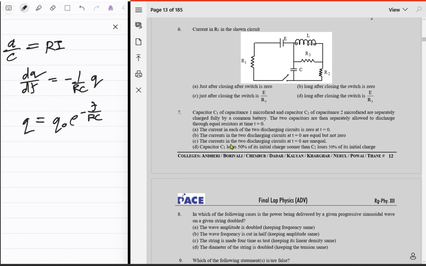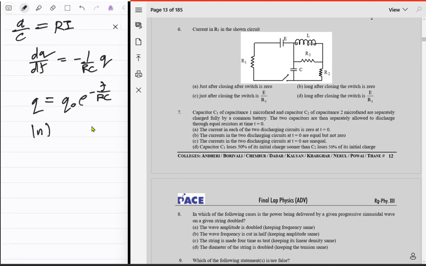No. Capacitor C1 loses 50% of its initial charge sooner than. Okay, so half life is not like RC, it's like natural log that is going to come. For that to be half, you just want natural log 2 is equal to negative t upon RC. So T half is RC natural log of 2. So the one whose capacitance is increased, its half life is increased.